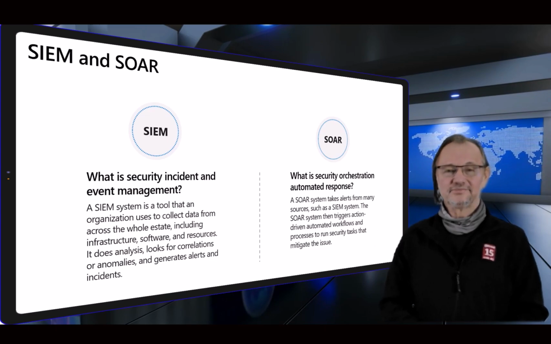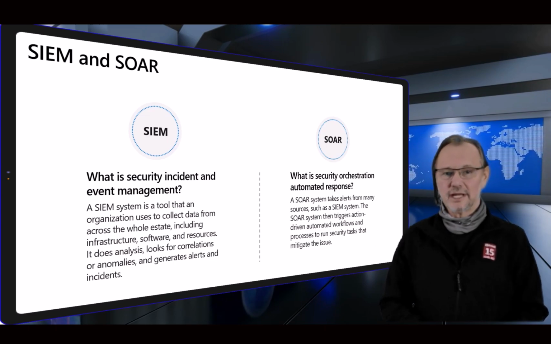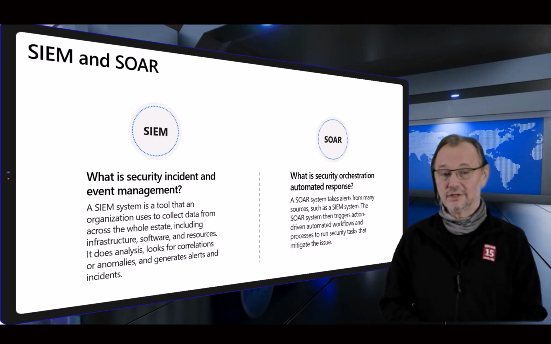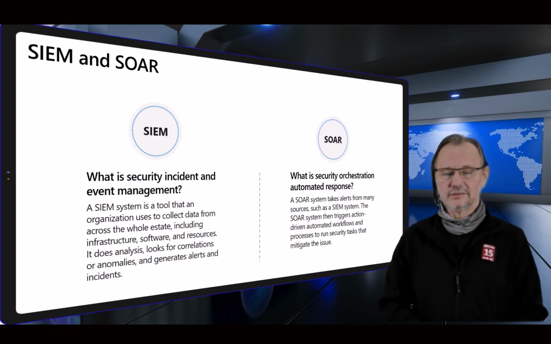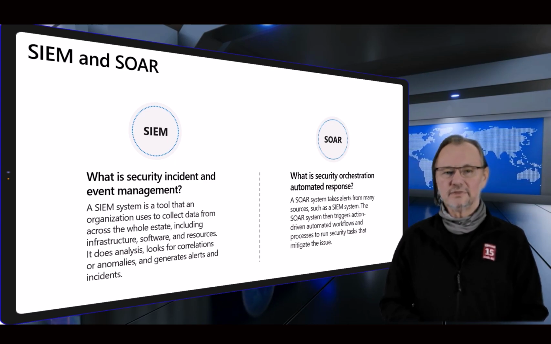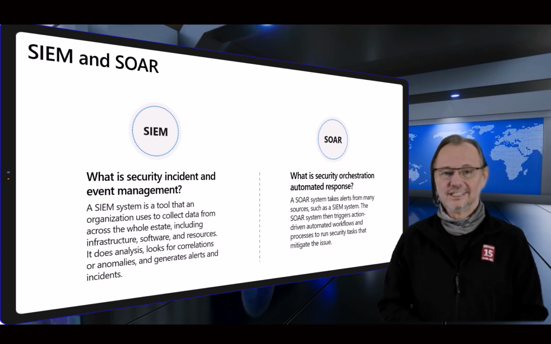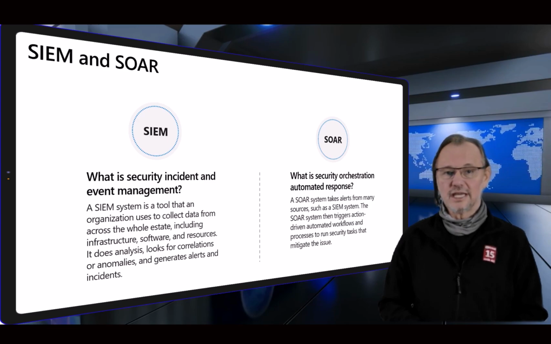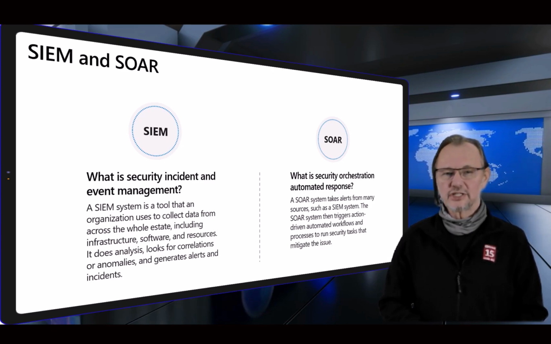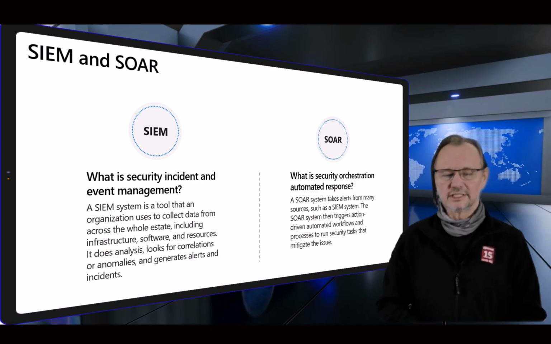SIEM and SOAR. Security information and event management, SIEM, and security orchestration, automation, and response, SOAR, share a great deal. However, each ultimately serves a distinct purpose. Understanding the difference between the two is crucial in planning your security strategies. In short, SIEM aggregates and correlates data from multiple security systems to generate alerts, while SOAR acts as a remediation and response engine to those alerts.